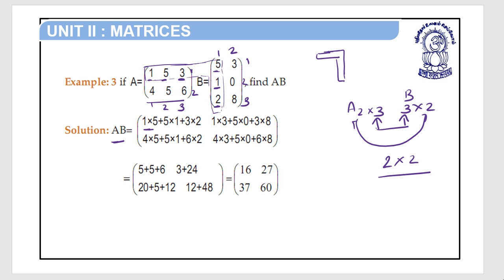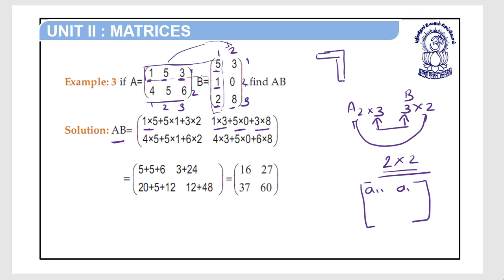Same way for the next column, row number 1 multiply with the second column of B. So 1 into 3 plus 5 into 0 plus 3 into 8. You can also solve easily by doing this. We will get the answer in the form of a 2 by 2 matrix.